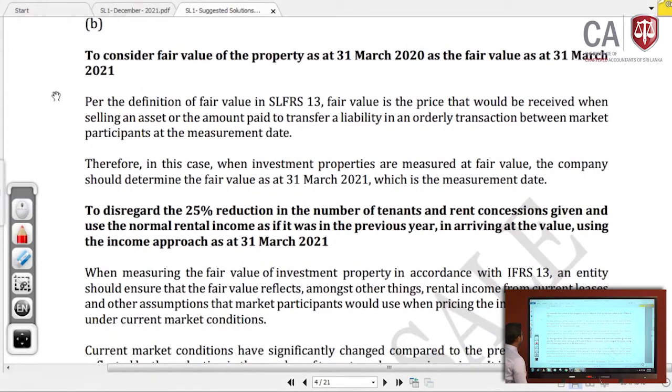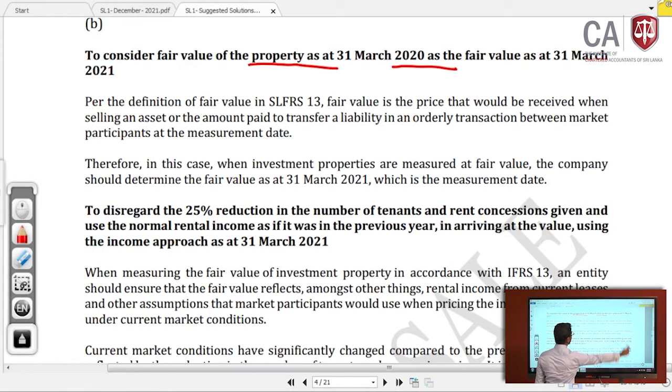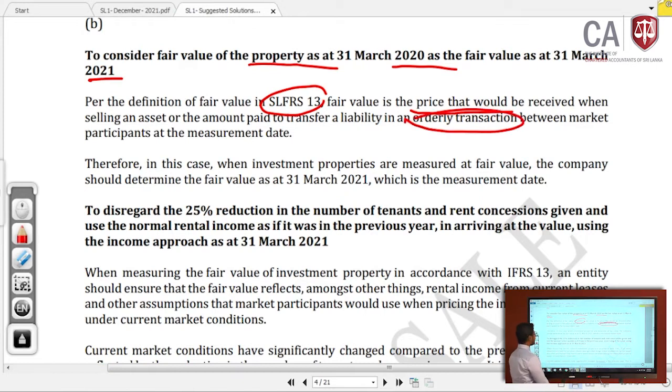First suggestion, to consider the fair value of the property as at 31st March 2020 as the fair value of 31st March 2021. As per the definition of SLFRS 13, fair value is the price that would be received when selling an asset or the amount paid to transfer a liability in an orderly transaction between market participants at the measurement date.